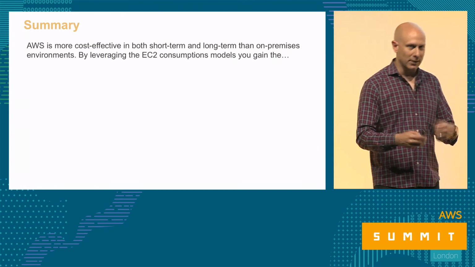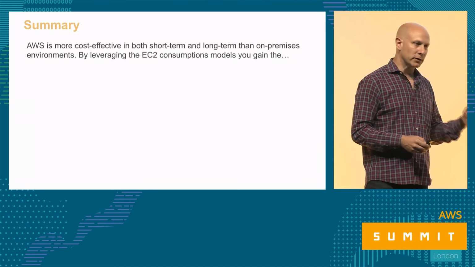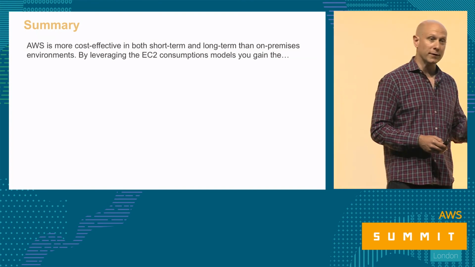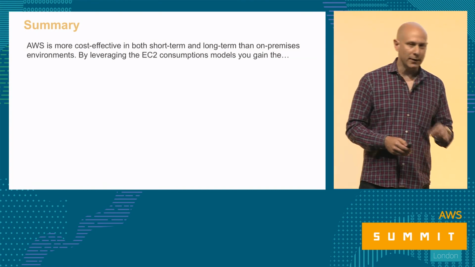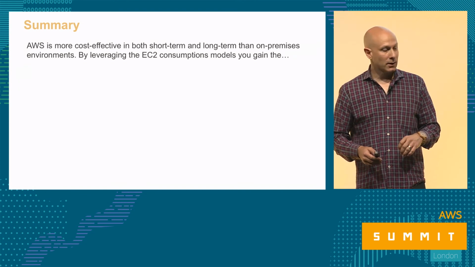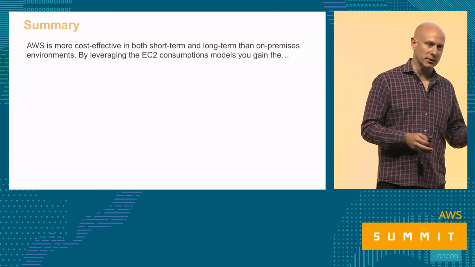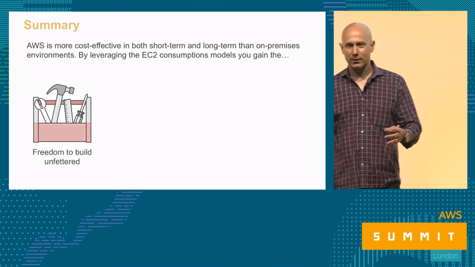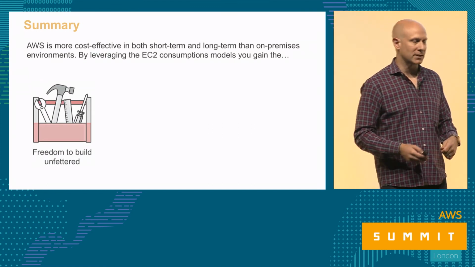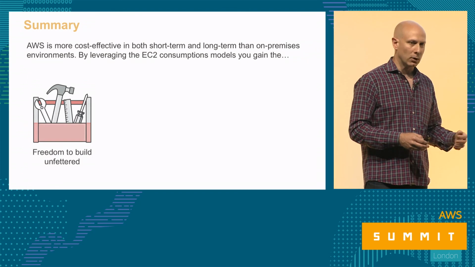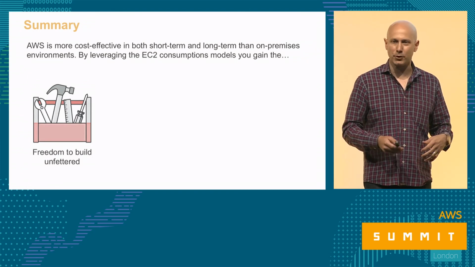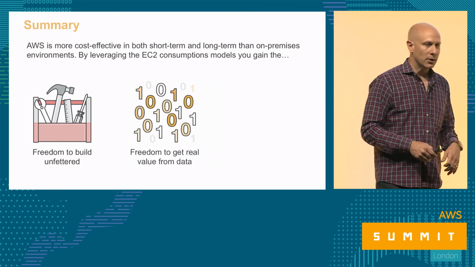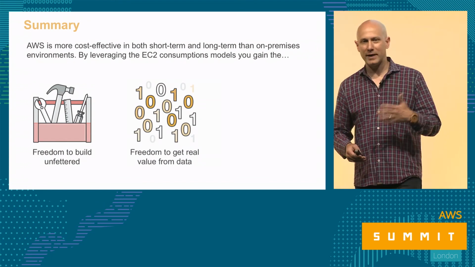So how does that all come together here at the very end? I fully believe this statement that AWS is more cost effective, both in the short term and the long term, than on-premises environments. So you can leverage the 3 EC2 consumption models to gain the freedom to build unfettered. You don't have to say no to people because the infrastructure is fully used up, or it would be too costly to make a big new purchase or refresh your hardware, or try something out.